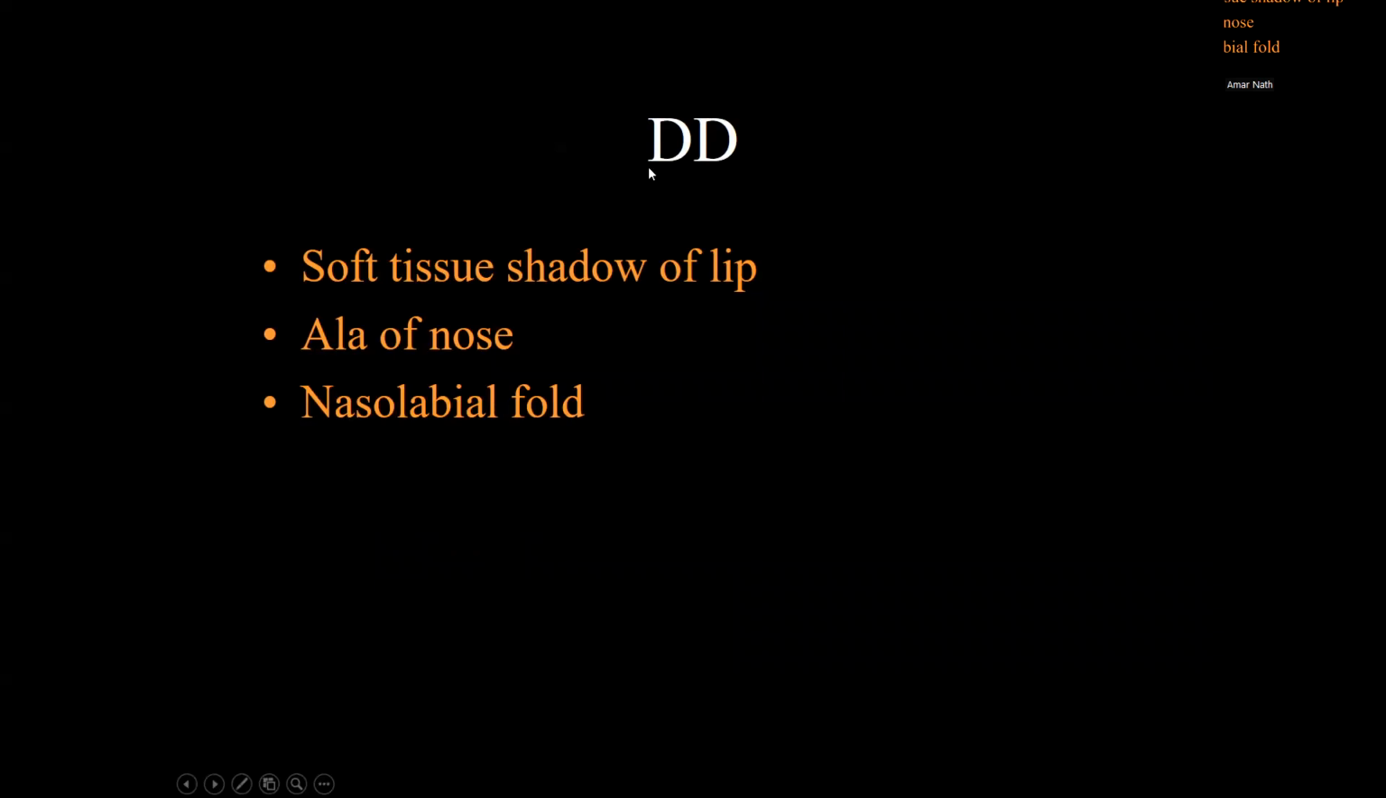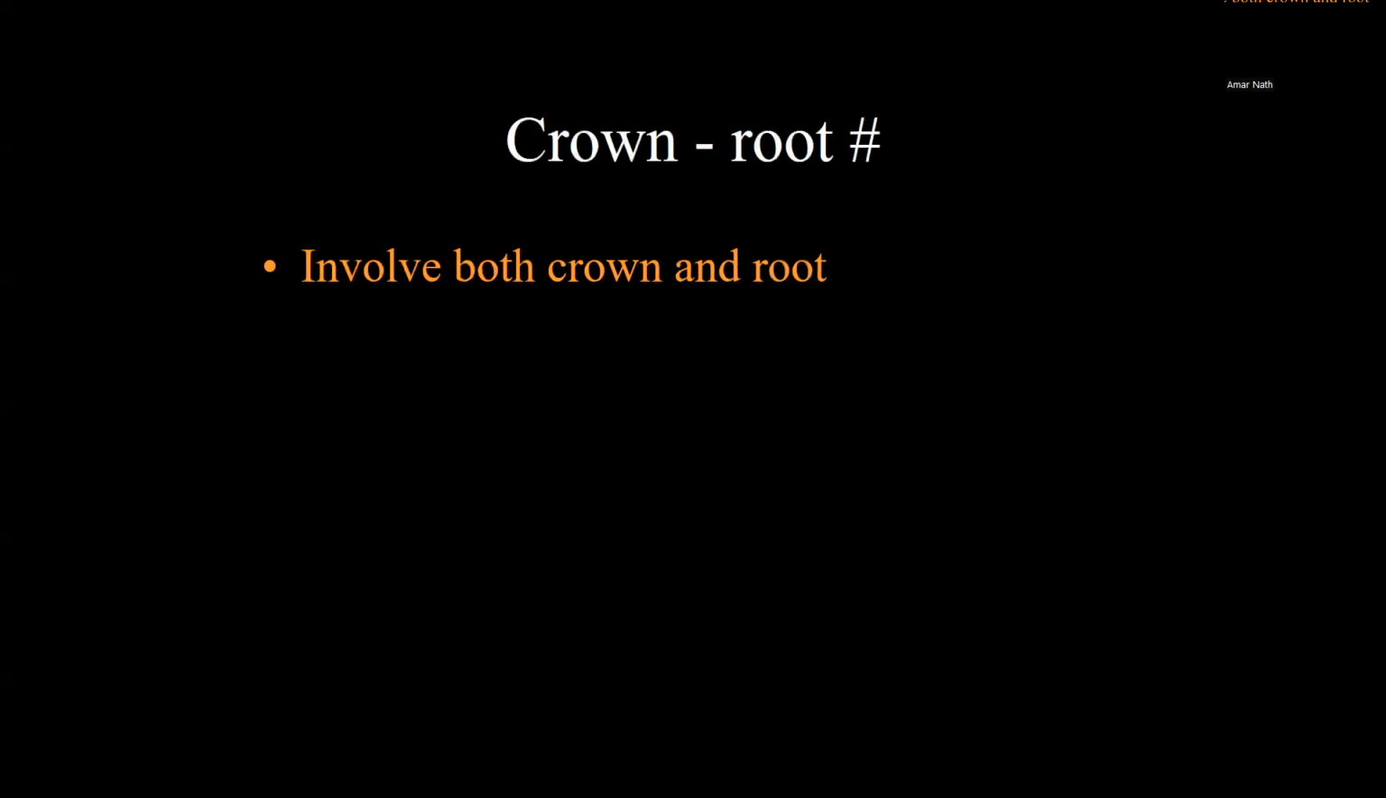The differential diagnosis for a root fracture includes the soft tissue shadow of the lip, the halo of the nose, and the nasolabial fold. All these show as a thin radiolucent shadow, which can be confused with a fracture. This is a crown and root fracture. It involves both crown and root.